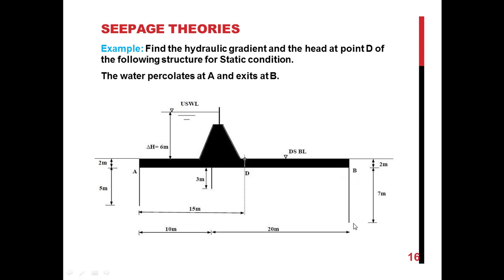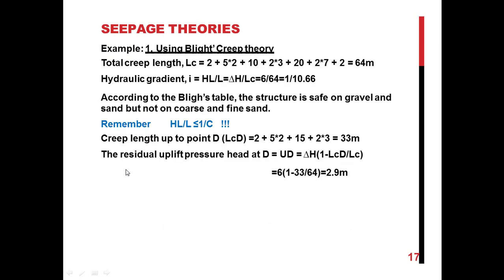So 2 times 7 meters, because the water will move along this side and also this side, and at the end we have to add plus 2, which is the thickness of the floor. So we will get the total creep length according to Bligh theory is equal to 64.